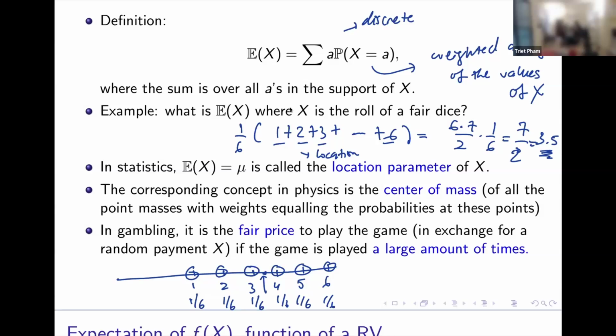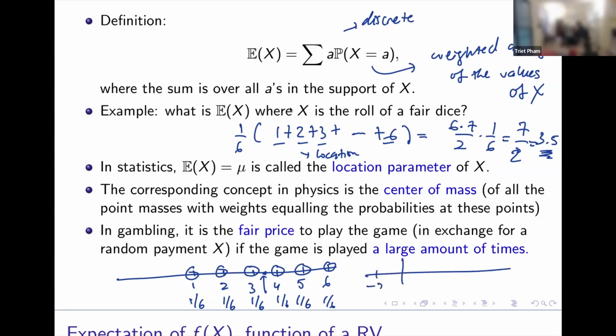Okay. And of course, 3.5 is the location. Now, when you put it that way, for this particular example, it looks super easy because of symmetry, half here, half there. But of course, even with this setup, it becomes not so simple or not that obvious if you put things not uniformly.